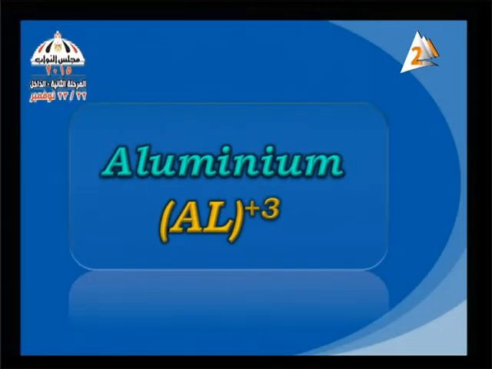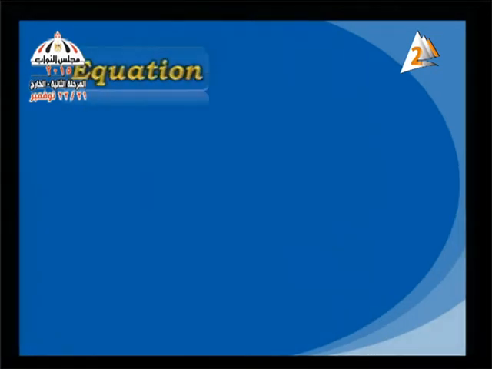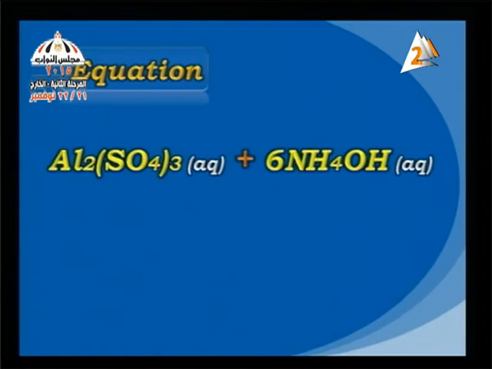You have a cation, aluminium. Aluminium has the symbol Al positive 3. It's good to say that. What about the reaction for aluminium? We have the equations here. The equation is the reaction with the group reagent. Good. Start with this.